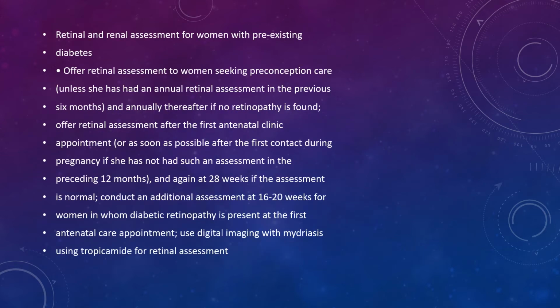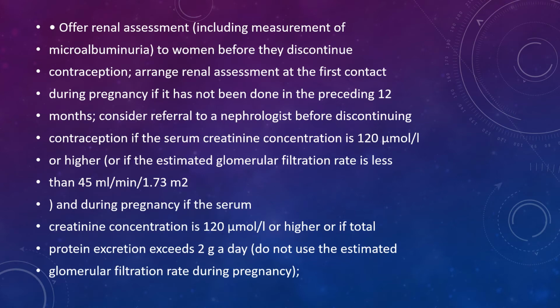Retinal assessment: offer retinal assessment to women with pre-existing diabetes, and also you should check for cardiac and possibly renal nephropathy. Renal assessment should include measurement for possible microalbuminuria, and be offered to women before they discontinue contraception.